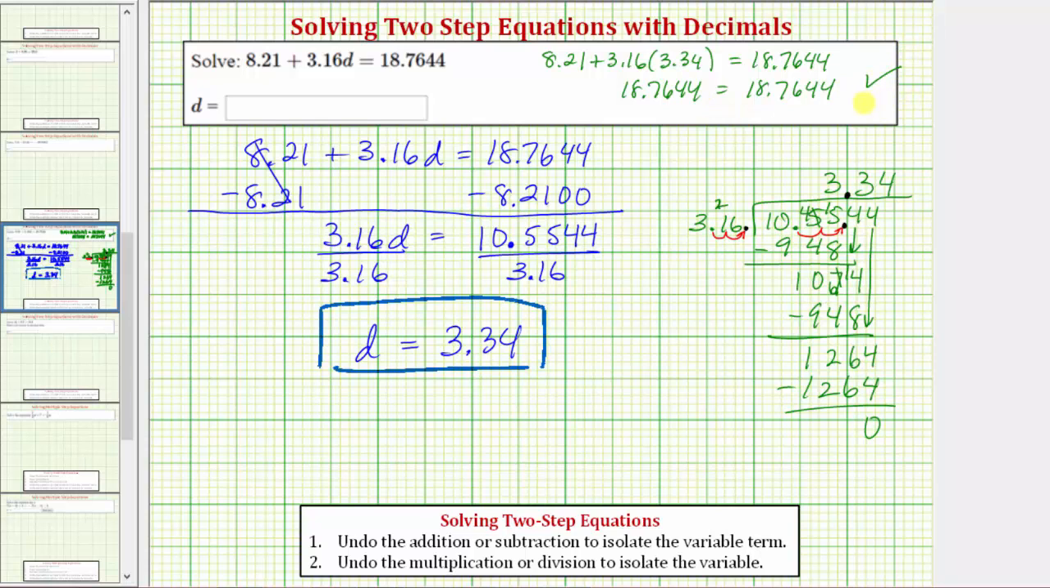And if you are interested, we'll solve this equation again in the next video by first eliminating the decimals from the equation.